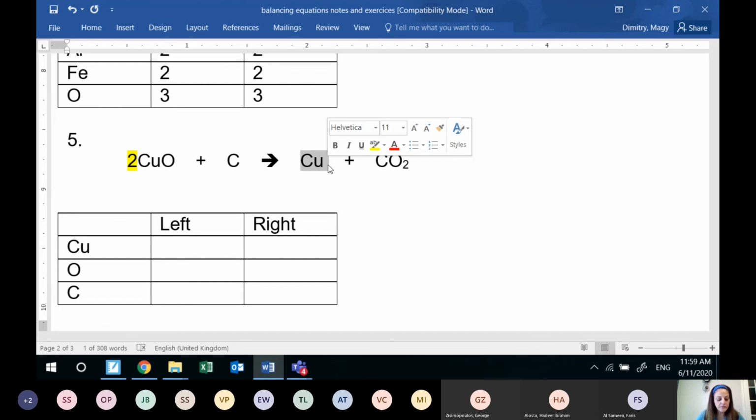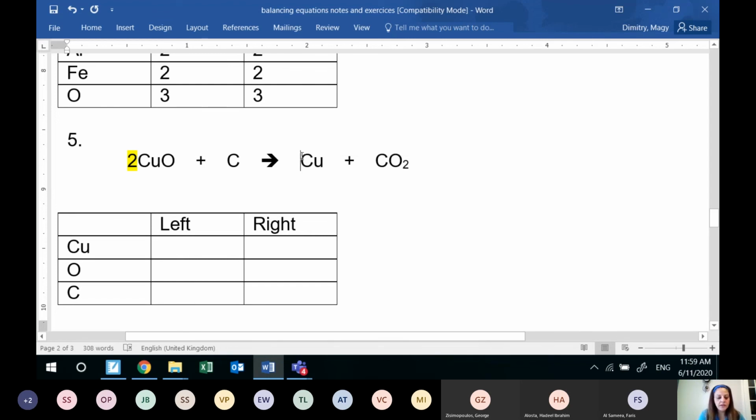Times by 1 here. Okay, look, if I put a 1 here, then it doesn't serve me any good. I still have 1 copper, but here I have 2. It's not equal. What do I have to do to the copper to make it equal to this one? Times by what?